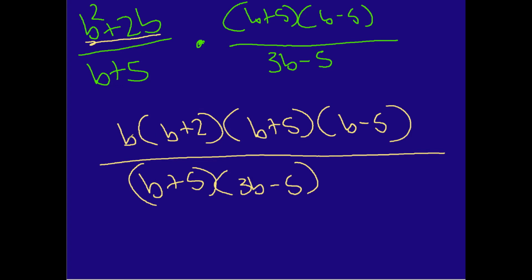So now what we do is we remove like pairs. There's not a lot of them, but there is some. So I got a b plus 5 here, that can go away. I got a b plus 5 here, that can go away. And we're getting very, very close to being done.